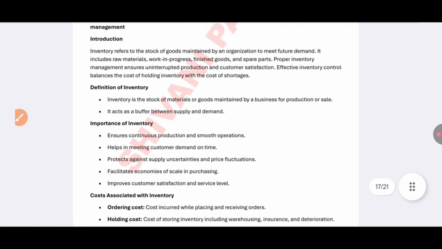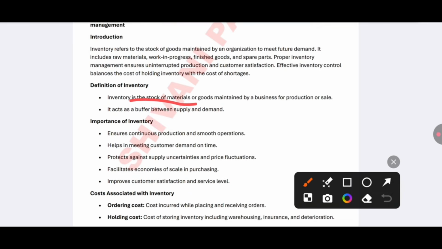So what is the definition of inventory, ma? Inventory is the stock of materials or goods maintained by a business for production or sale in future. Means it can act as a buffer between the supply and demand. It acts as a mediator between the demand and the supply.